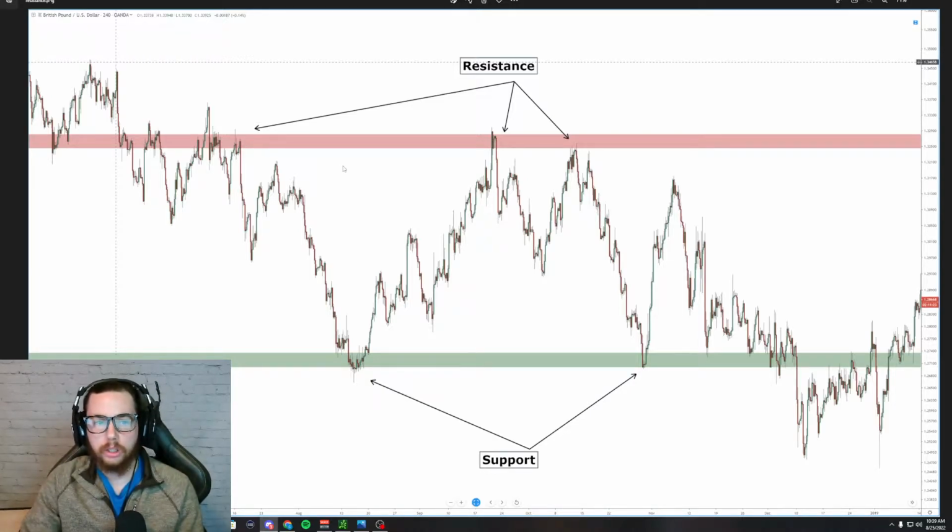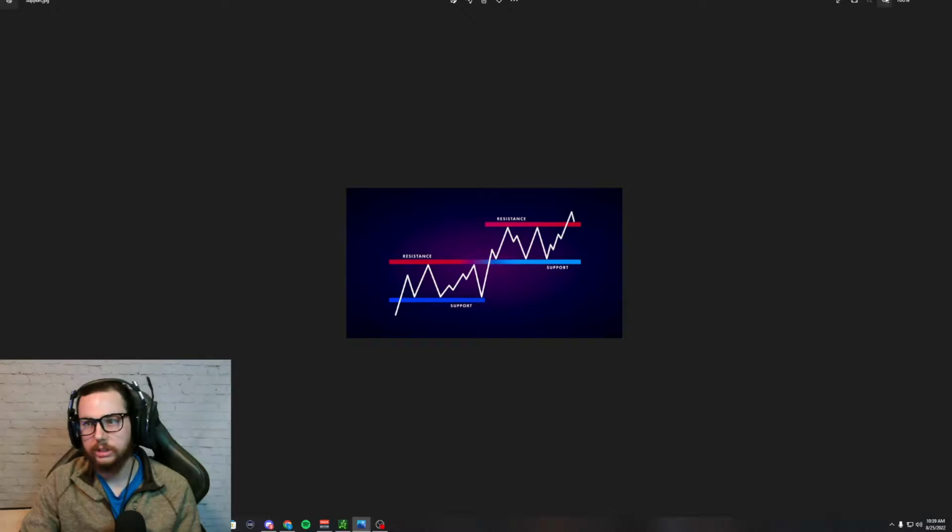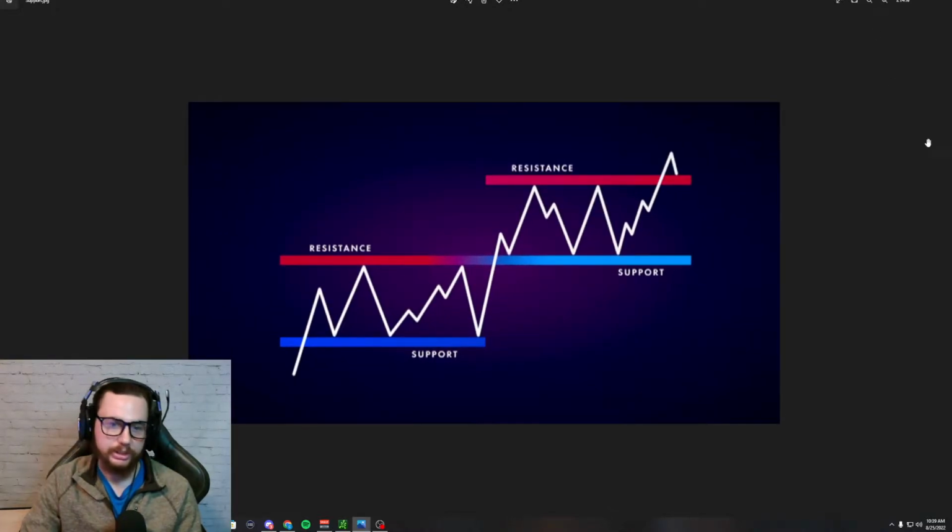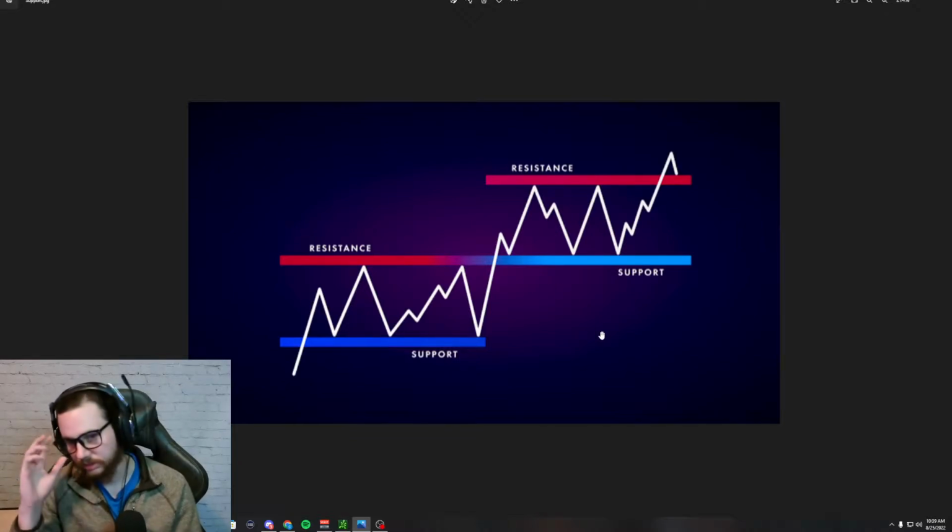So that's just a general overview of what support and resistance is and how it acts in that first graphic there. We'll go ahead and go to the next one. Basically, the same thing. So this is the blue graphic. It has the red resistance, blue support.